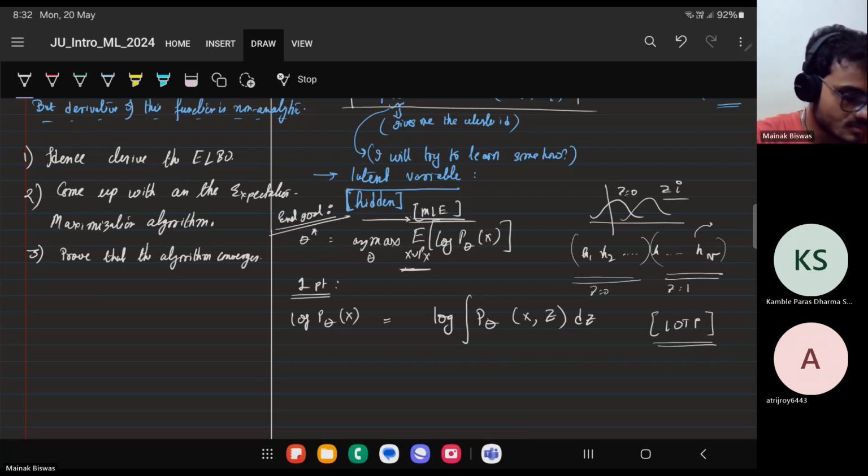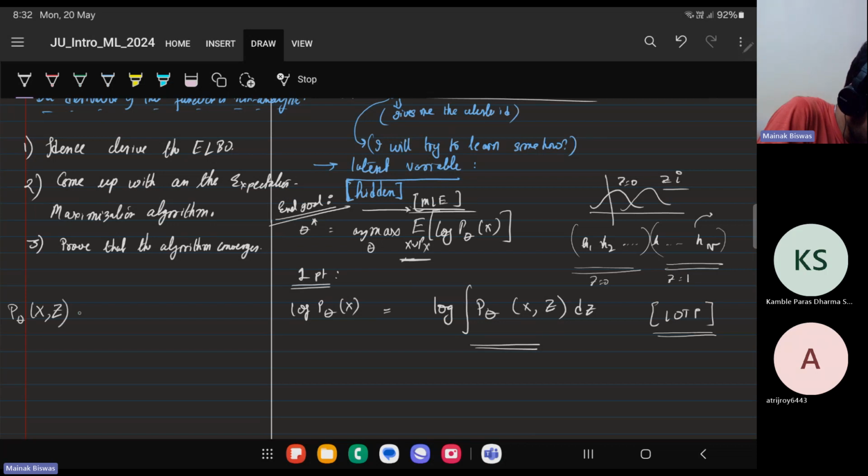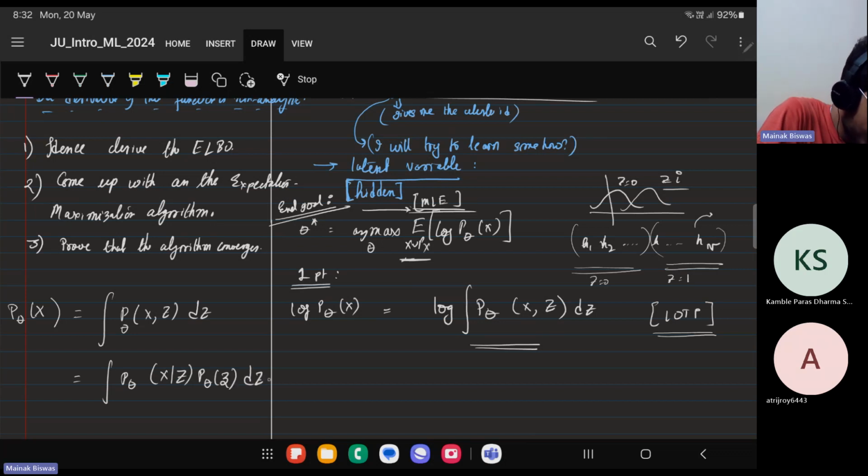Now your p theta model, your p theta of x, is what? This I'll come back to. Let me keep it here. So conditional, let me write p theta of x comma z. What can I write this as? Or whatever I've written, I'm writing it on the left hand side once again. What can I write this as a conditional? P theta of x given z into p theta of z dz, correct?